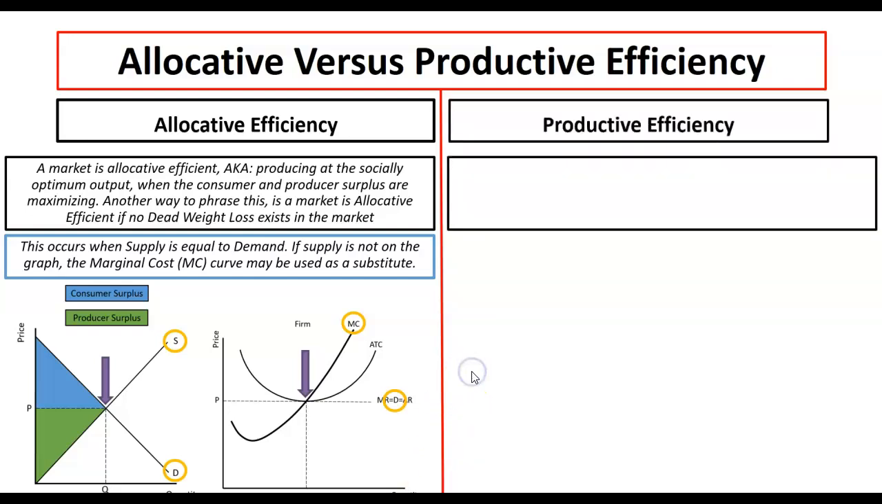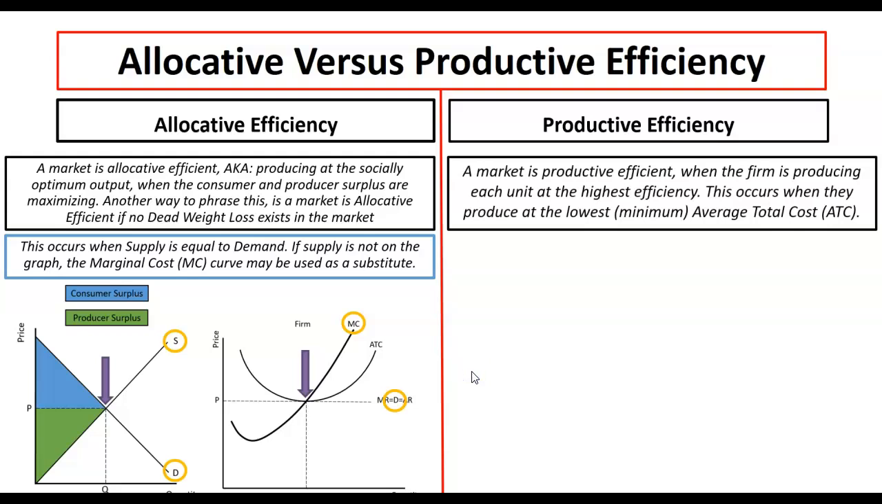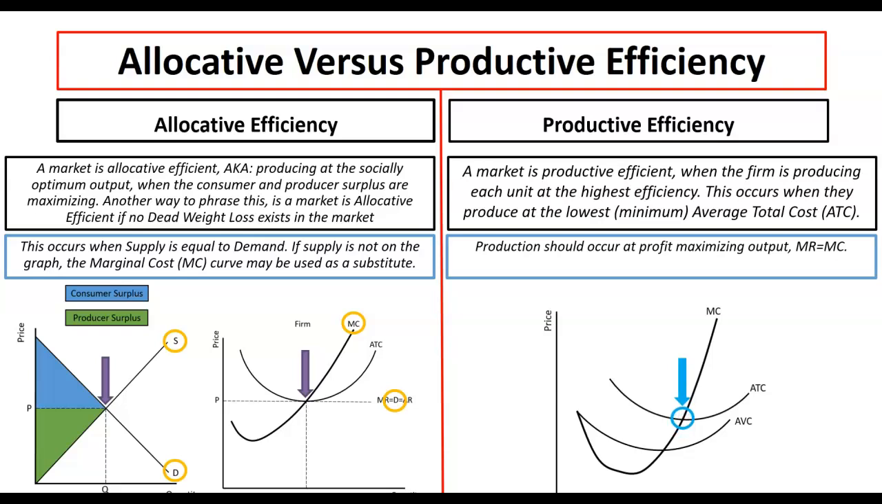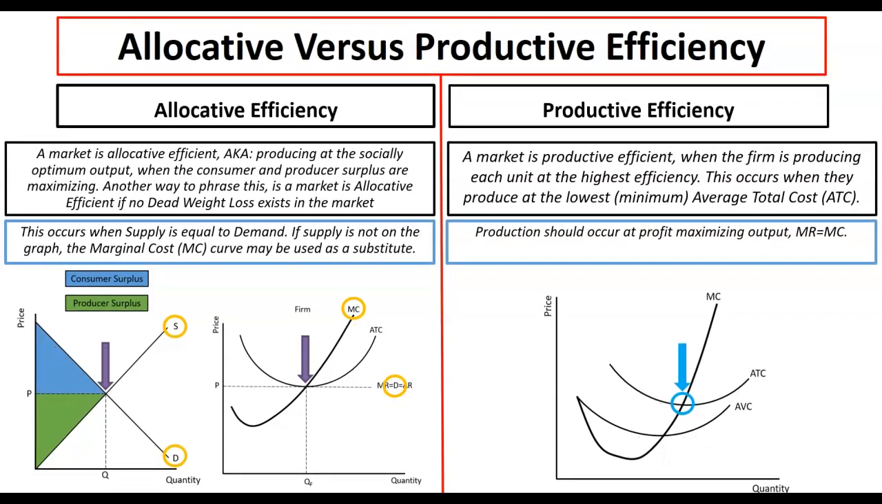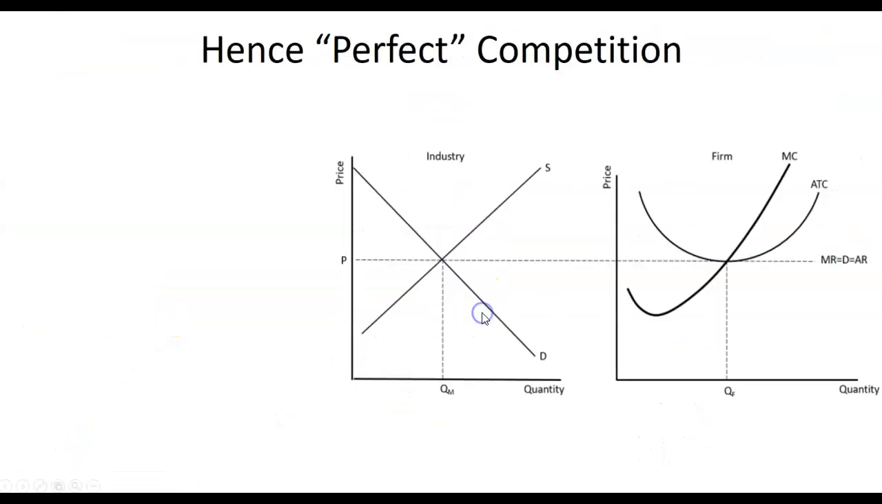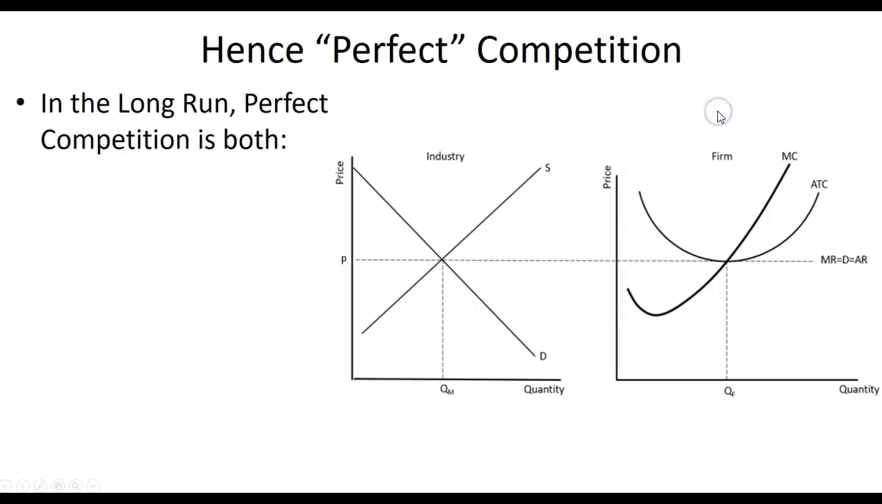For productive efficiency, a market is productively efficient when the firm is producing each unit at the highest efficiency. This occurs when they produce at the lowest minimum average total cost. Production should always occur at profit maximizing. And so if you're profit maximizing at that quantity, you are good to go. There we go. I had to move that around. Okay. Hence why this is called perfect competition.